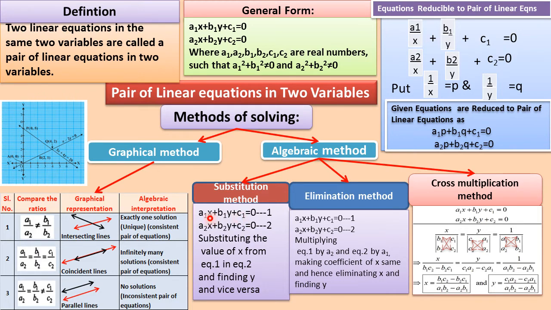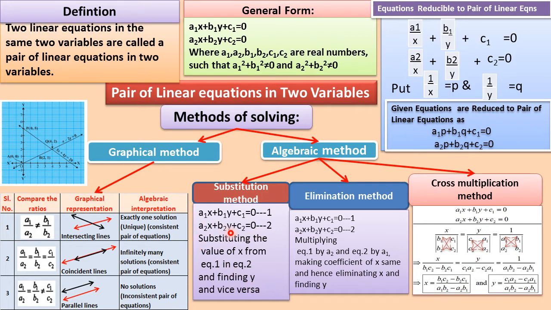Either from one of these two equations we can find the value of x in terms of y. Suppose in the first equation, x will be equal to, by moving all other terms to the right hand side, minus b1y minus c1 divided by a1. So x value I will get from the first equation. This value of x, if I substitute in the second equation, I will get the second equation in terms of y only.